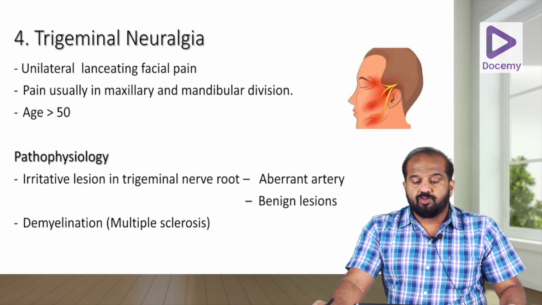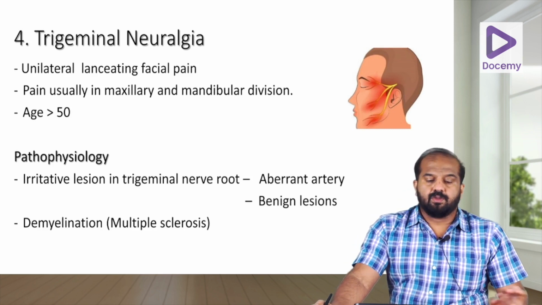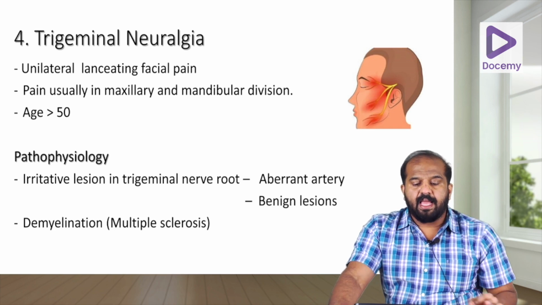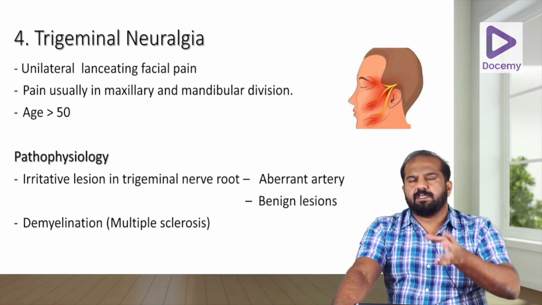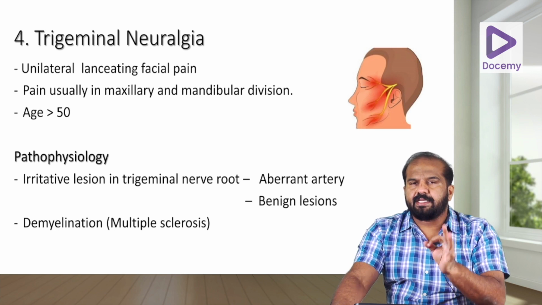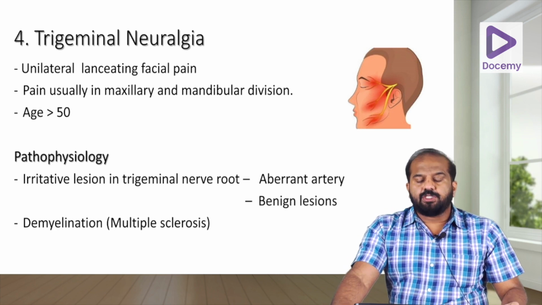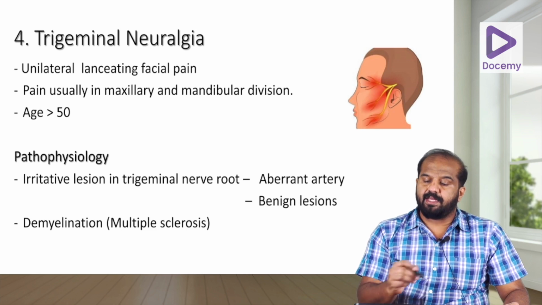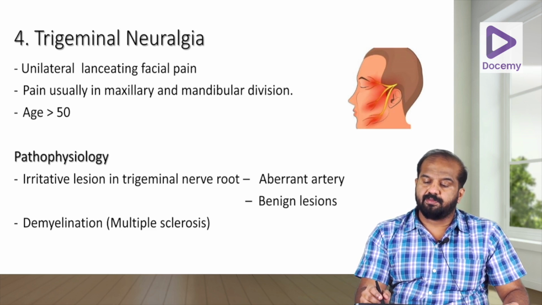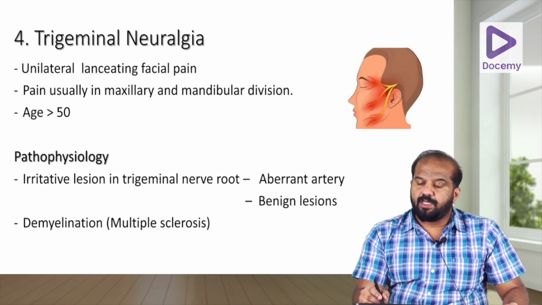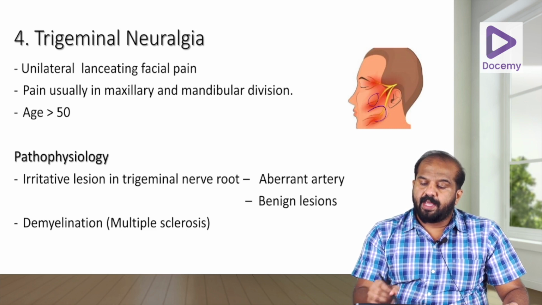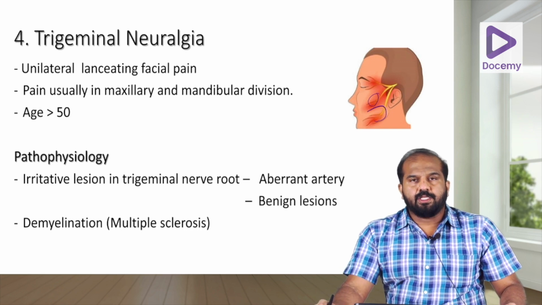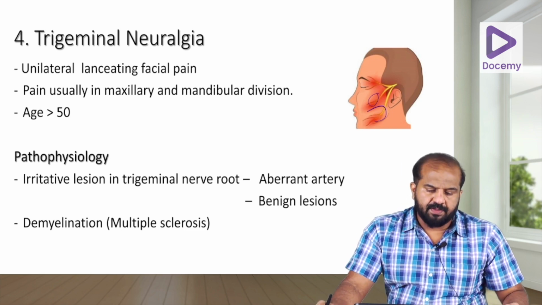Fourth one, again, trigeminal neuralgia. Trigeminal neuralgia is unilateral lancinating facial pain. That terminology is important: lancinating facial pain. This is ophthalmic, this is maxillary, this is mandibular. Pain is usually seen in the maxillary and mandibular divisions. Age is usually more than 50 years.